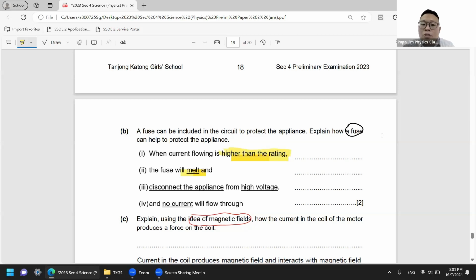What's the purpose of the fuse? When it melts, it will disconnect the appliances from high voltage, and no current will flow. This is how the fuse actually protects the appliances. The moment it detects a current higher than the rating, the fuse will start to melt. And once melted, it will disconnect the appliances from high voltage and prevent current from flowing through. With this, it helps to protect the appliances from burning out or catching fire. So these are what I mean by the keywords for each of the precautions.